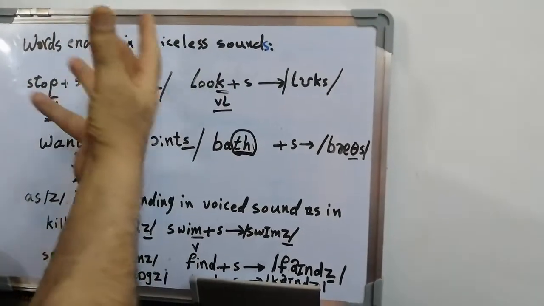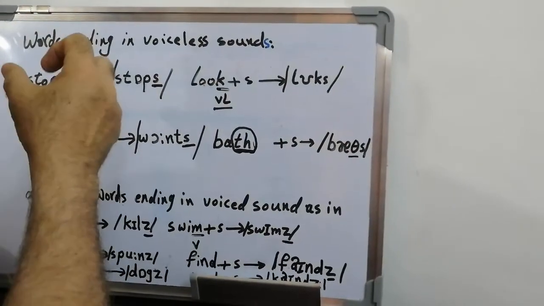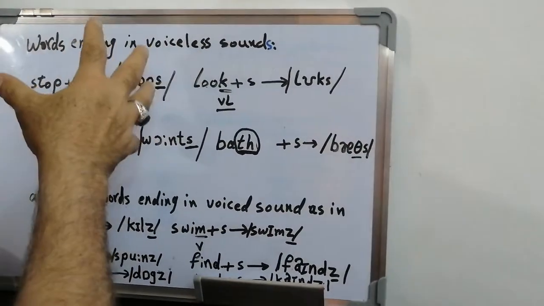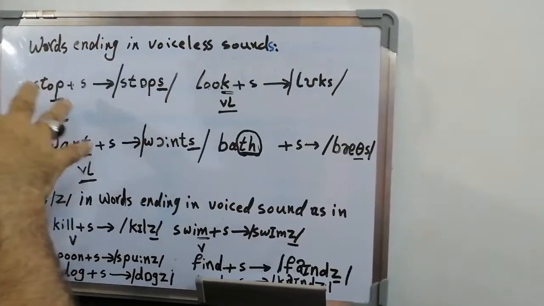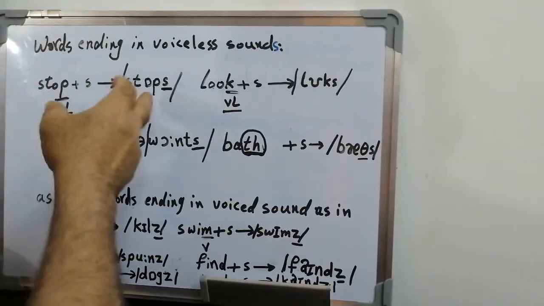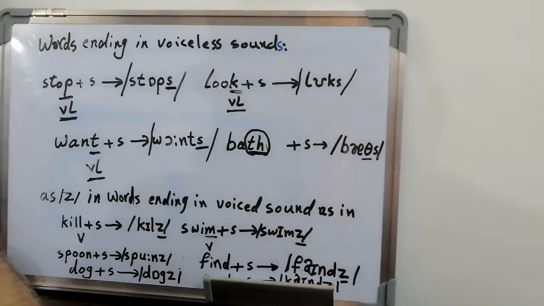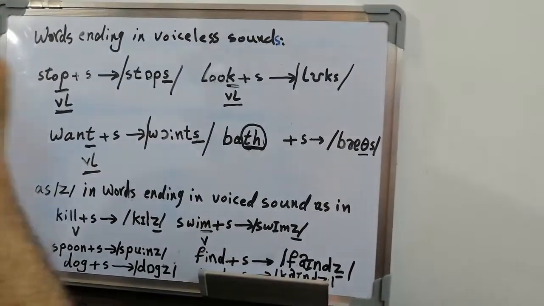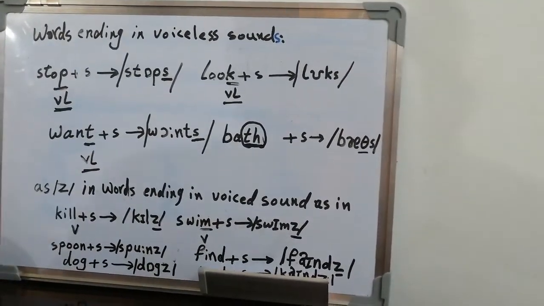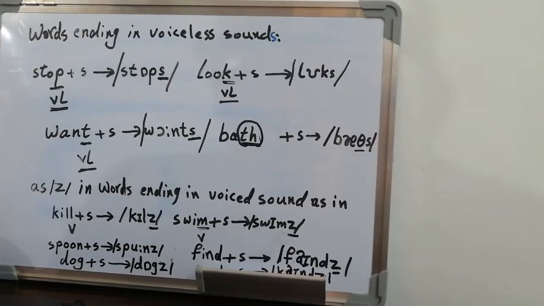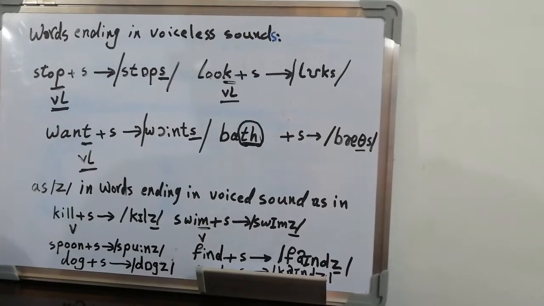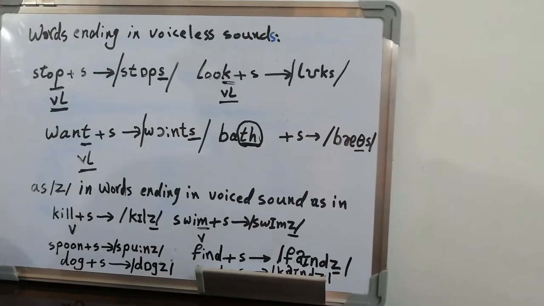So this is the rule. You know the voiceless sounds in English, okay? So when these voiceless sounds come at the end of the word and you add s, the s is pronounced as /s/. Now this is concerning the s ending when it is pronounced /s/. Now let's come to the second form, or the second type of pronouncing.